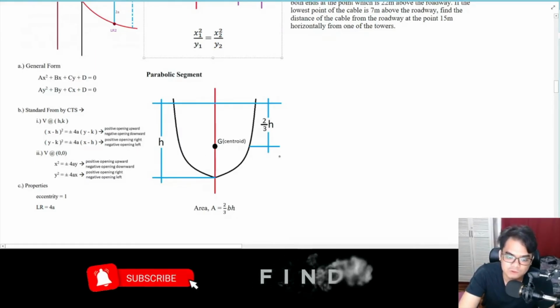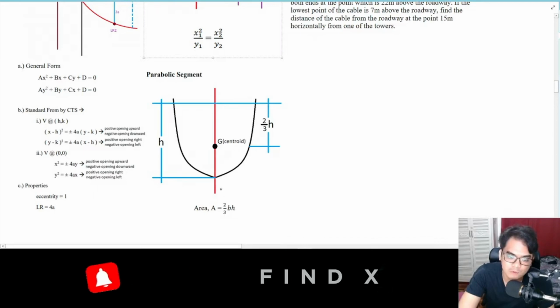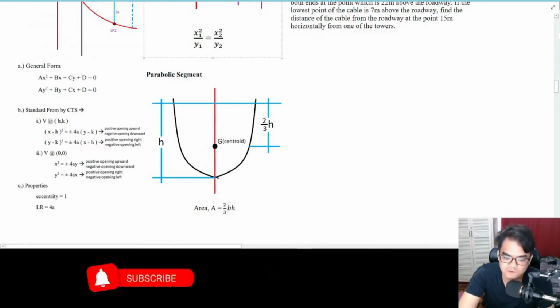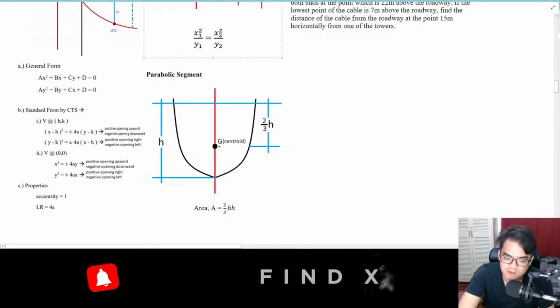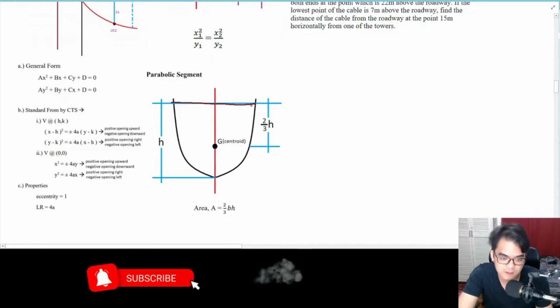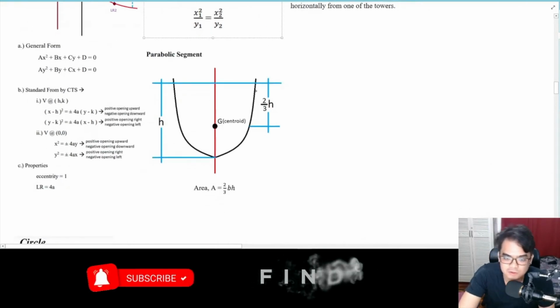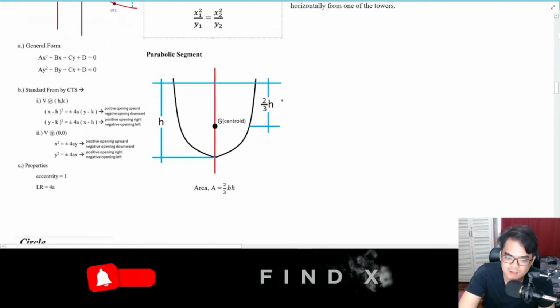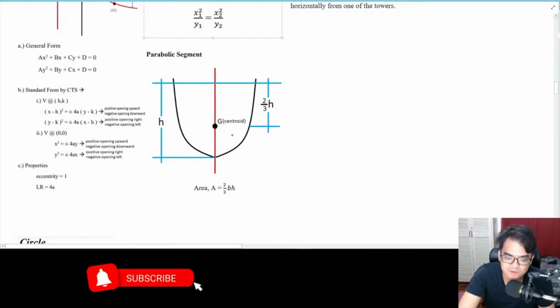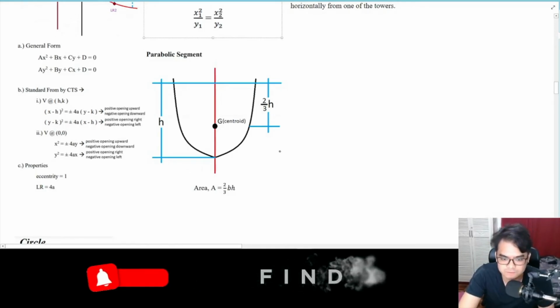And if we want to find the centroid of the parabolic segment, it is 2/3 away from the vertex... sorry, 1/3 from the vertex and 2/3 from the base, considering that this is the base of the parabola. So that's 2/3 times the height from the vertex, or 2/3 from the base, and 1/3 from the vertex.